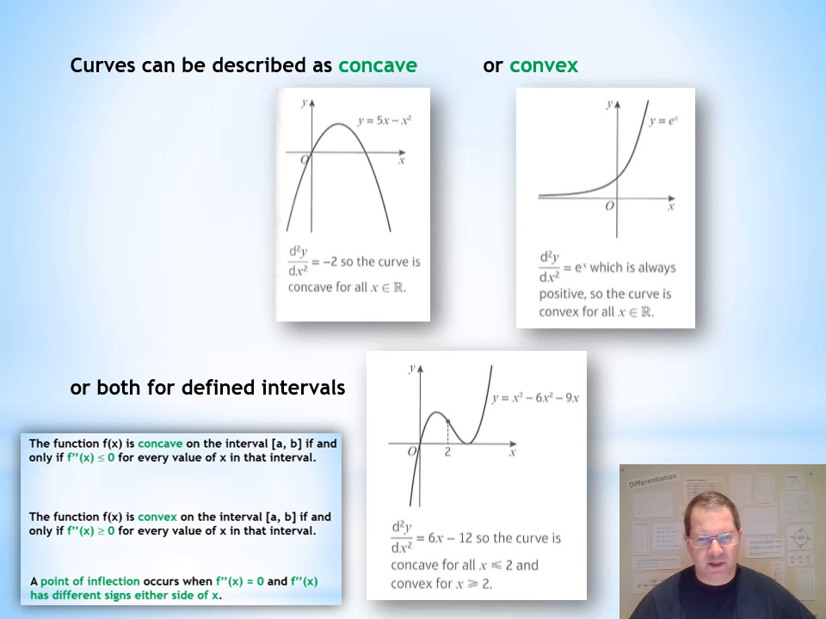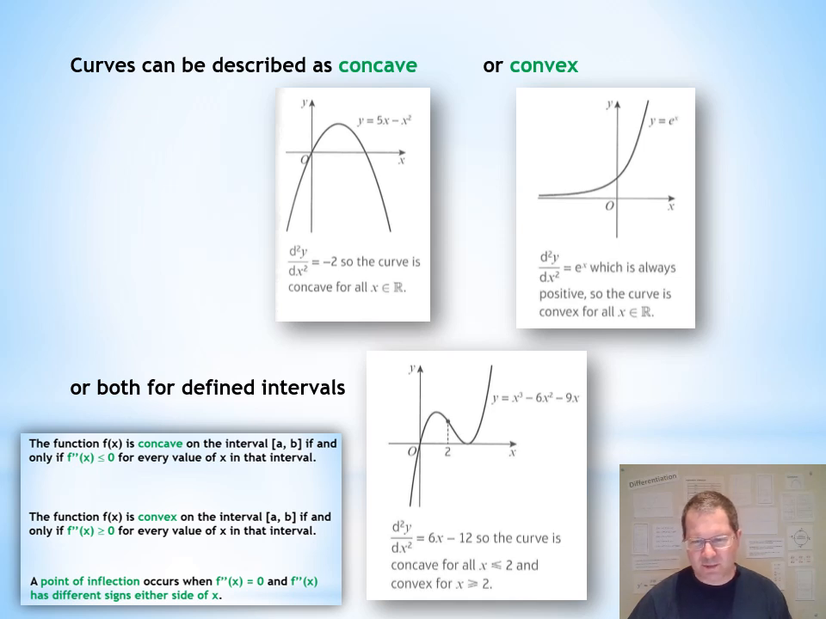So looking at our top left example, we have a negative quadratic that is concave for all values of x. If we differentiate it, we get minus 2x. If we differentiate it again, we get minus 2. That is always negative, doesn't matter what x is. So on that basis, it's concave for all values of x. The one top right doesn't really look like my diagrams, but it is convex. y equals e to the x. If we differentiate that once or twice, doesn't matter, we're going to get e to the x. e to the x is always a positive function, no matter what the value of x is. So the curve is convex for all real values of x again.